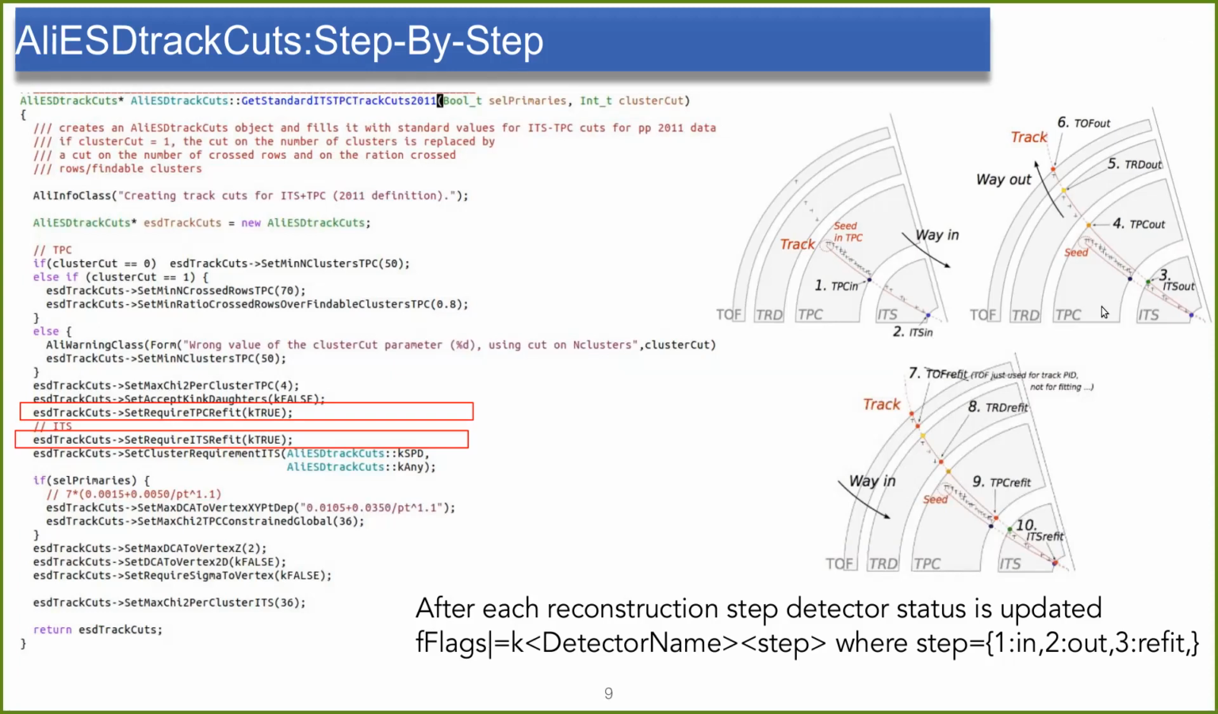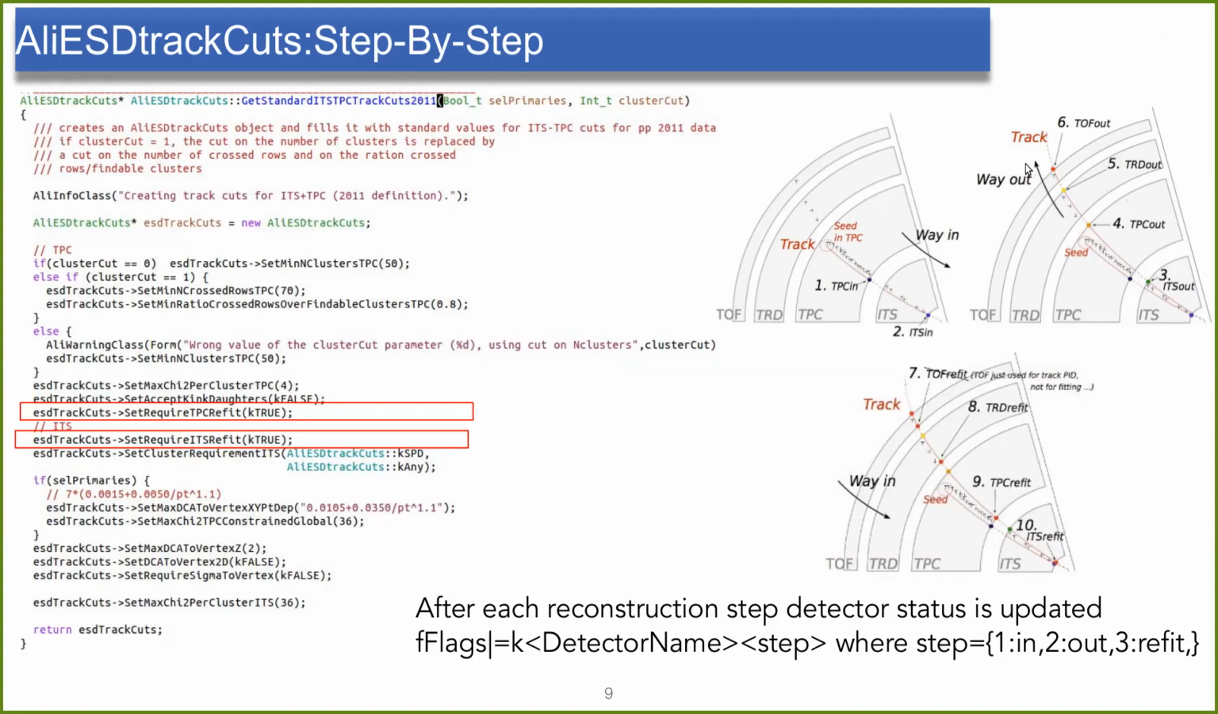Then in the second step, we again start our fitting, but in the outward way, from the ITS outward: ITS, then TPC, then TRD, then TOF. In this manner, we also store some track parameter information at each detector level, and this information is known as TPC out, ITS out, TRD out, and TOF out.